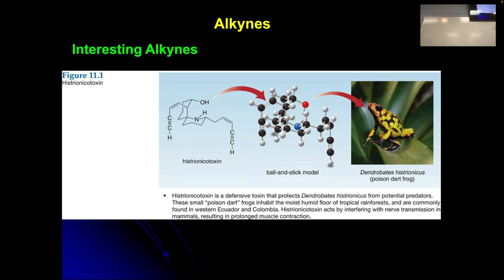Okay? Here's an example of the toxin in poison dart frogs, right? So why do they call them poison dart frogs? Because people will take a dart, rub the dart on the frog, and then when you stab somebody or an animal with it, it injects the poison that's very, very toxic, and it kills the prey. Okay? Where is the carbon-carbon triple bonds?